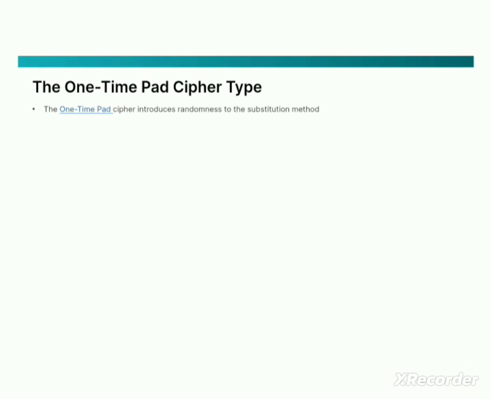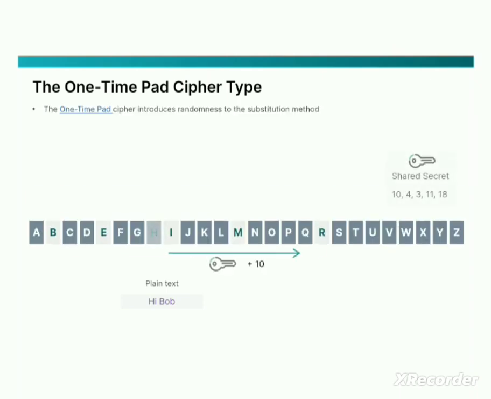The next cipher type, named the one-time pad, introduces randomness to the substitution method. Whereas the substitution cipher uses one shift letter value for the entire message, the one-time pad cipher uses a different value for each letter in the message. Imagine the sender has a 26-sided die, and they roll this die for each letter of the message. If the message began as "Hi Bob," and the first 5 rolls were 10, 4, 3, 11, and 18, then the message would be converted to RMEZT.